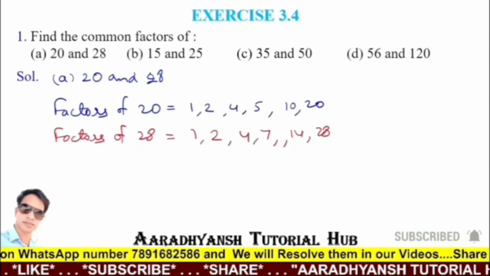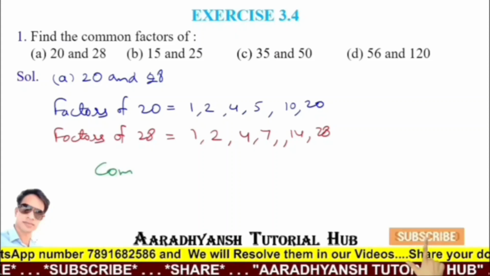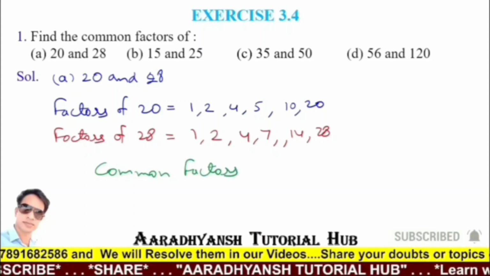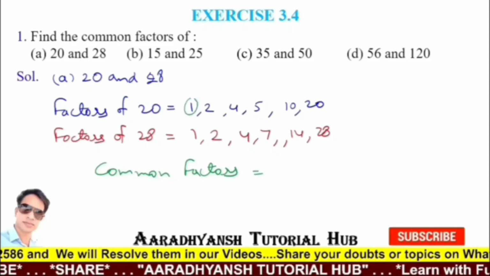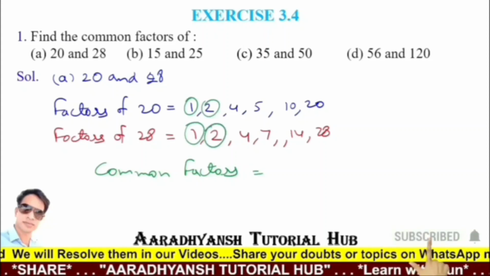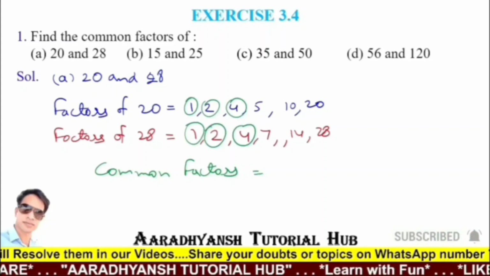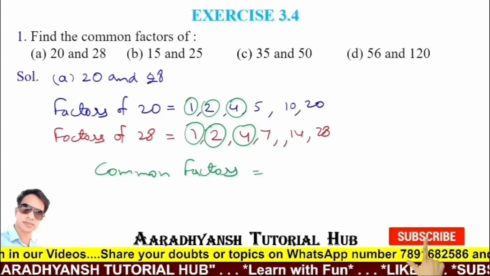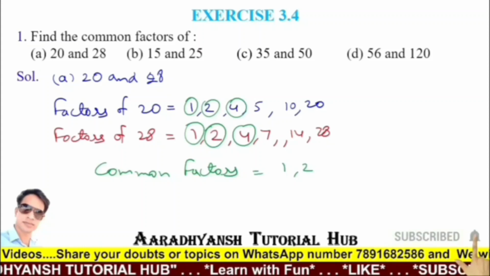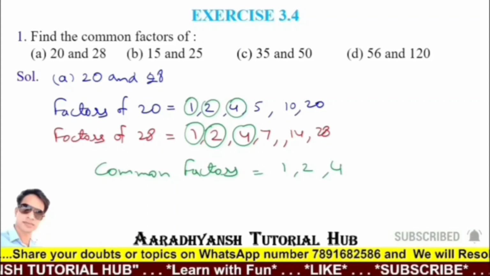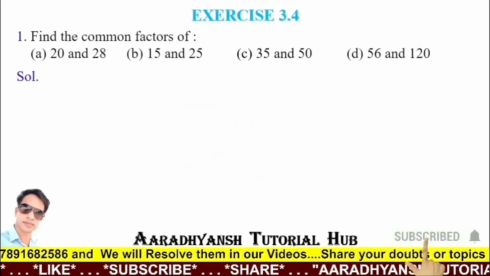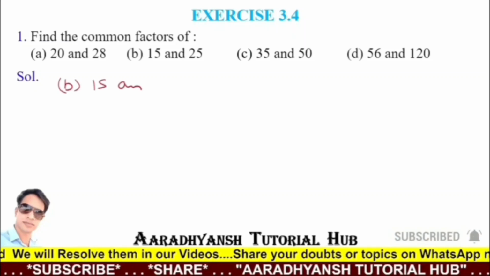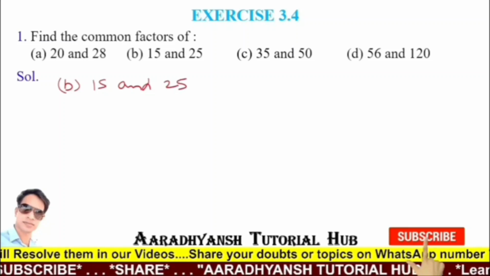Just watch them carefully and you can identify the common factors. Common factors are 1, 2, 4, and there is no other factor that is common between them. So our answer will be 1, 2 and 4. Okay. Second question is B, 15 and 25.